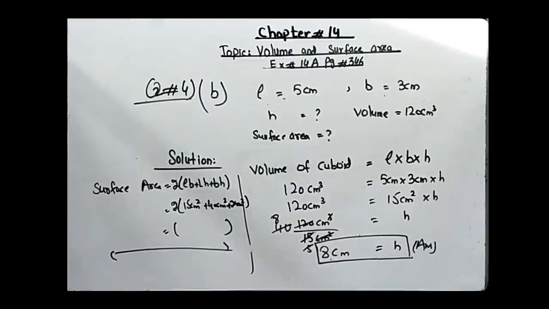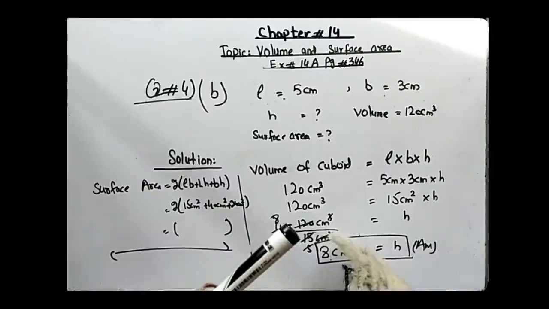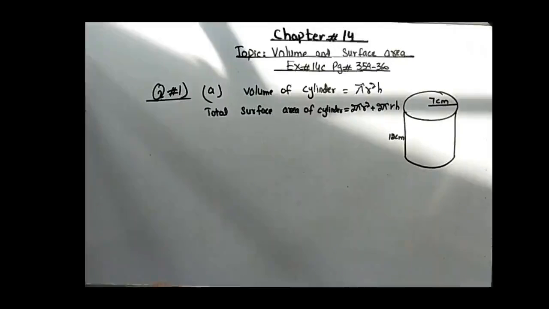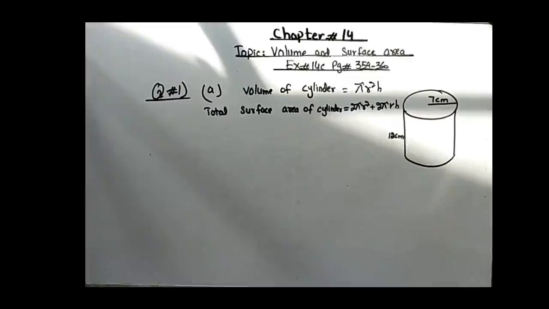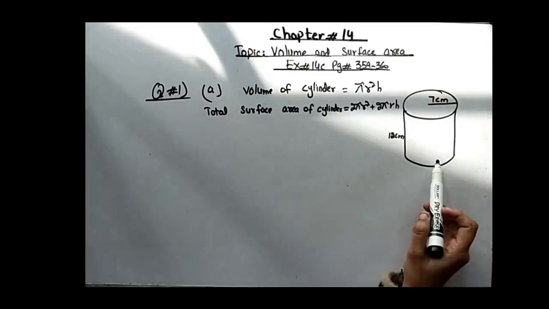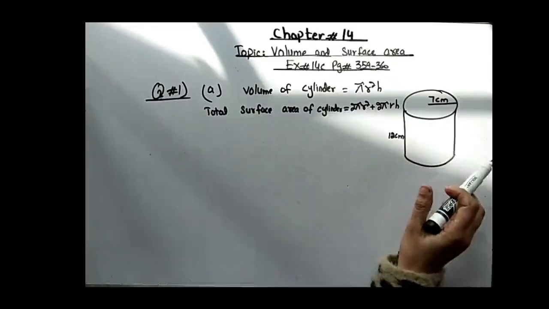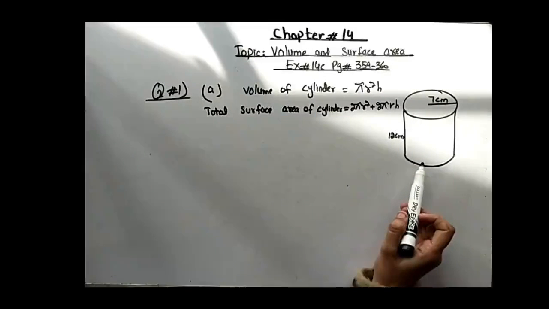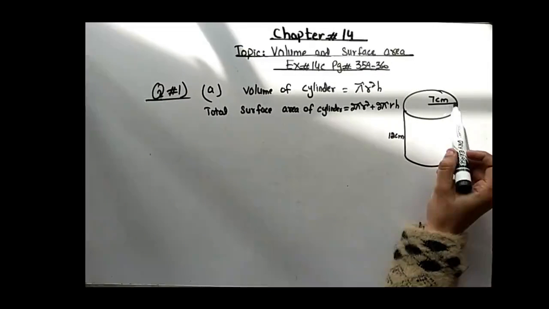Thank you. Now come to the next, exercise 14C. Now question number 1, exercise 14C. They are asking about the volume of cylinder. As we have already discussed the volume and surface area of the cuboid and cube, now the new topic is volume and surface area of cylinder. So beta, you can see that this is a cylinder shape.